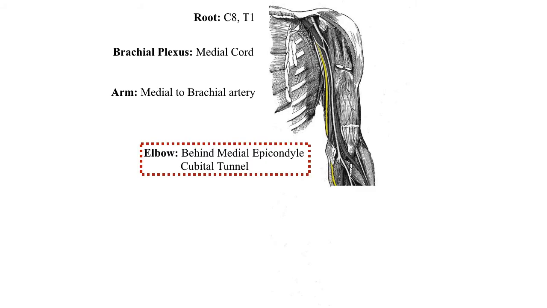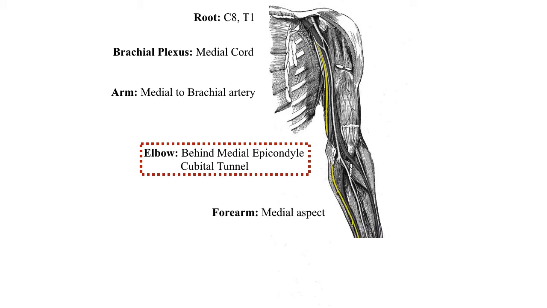Once it reaches the elbow, it courses behind or posterior to the medial epicondyle, where we can palpate the ulnar nerve subcutaneously, and any percussion over that side behind the medial epicondyle will cause a tingling sensation in our medial two fingers. That is why it is called the funny nerve.